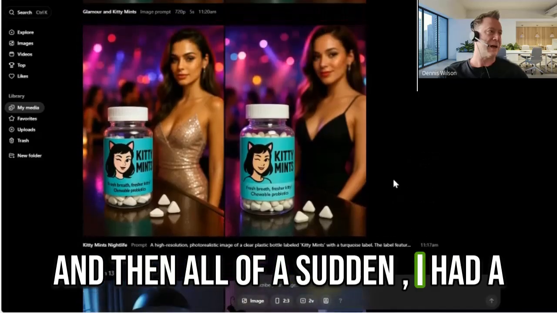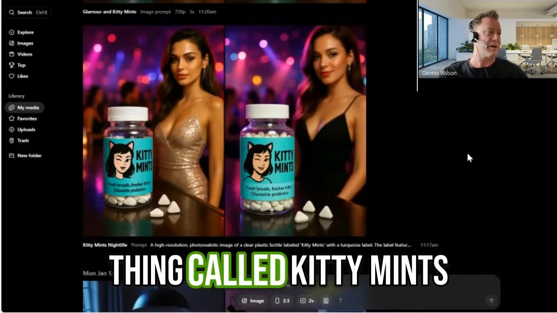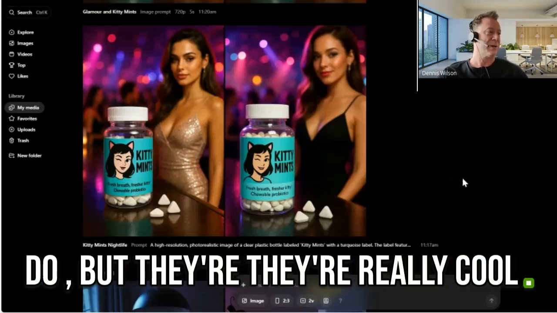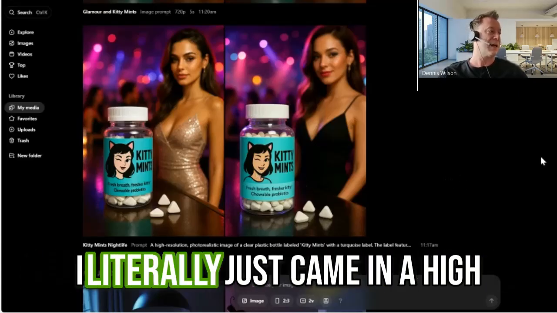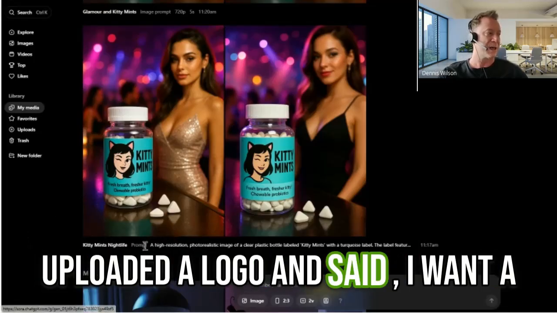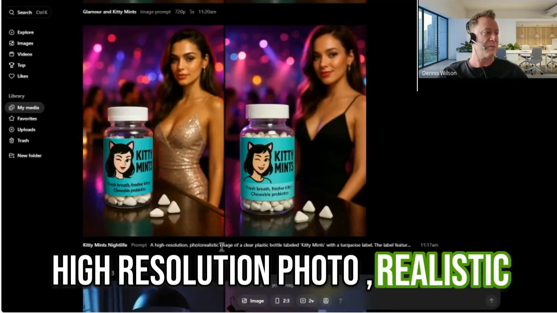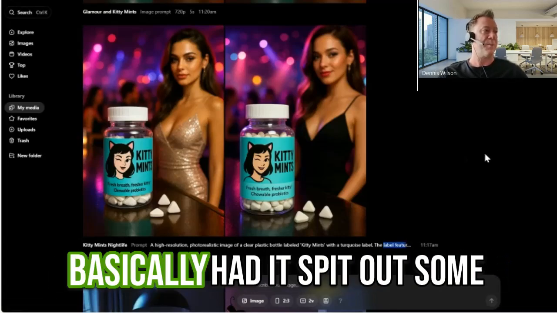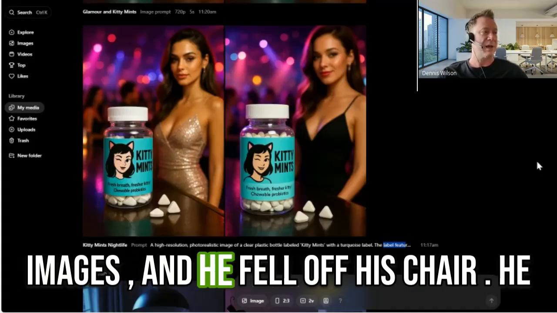And then all of a sudden a friend of mine said, we've got this thing called kitty mints. We won't even get into what they do, but they're really cool. And he wanted to have an image. So I gave it a logo. I uploaded a logo and said, I want a high resolution photo, realistic image, with the turquoise label featured. And then I basically had it spit out some images. And he fell off his chair.